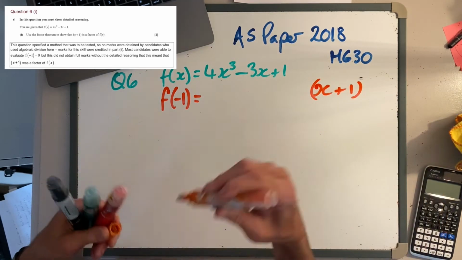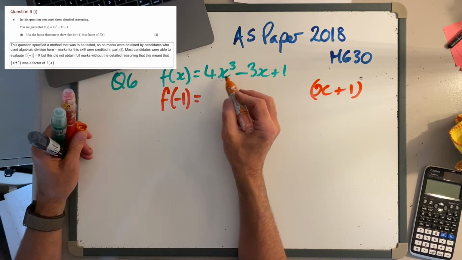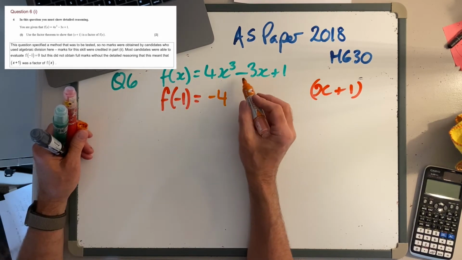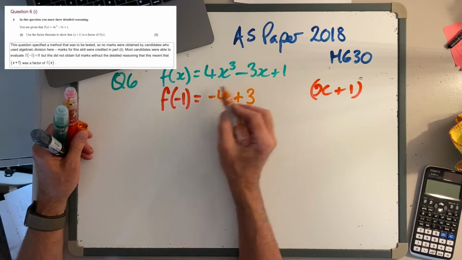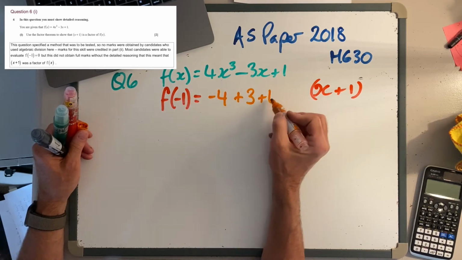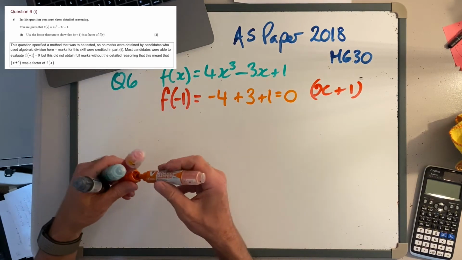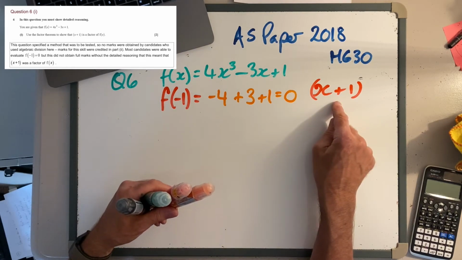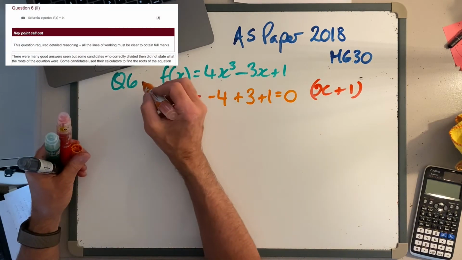Okay, so put minus 1 into that. Minus 1 cubed is minus 1, so it's minus 4. That's plus 3, because obviously that minus and minus plus 1. So that does become 0. So therefore that is a factor. So that's the first part.